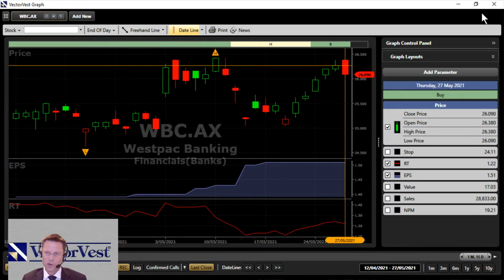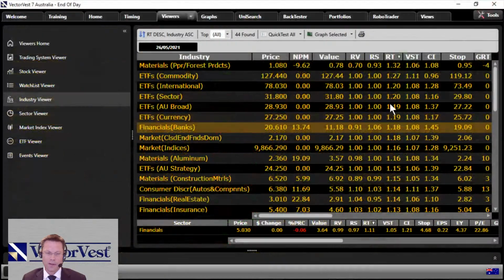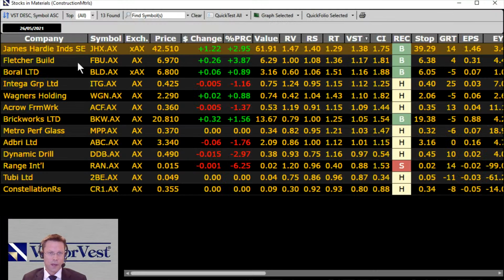So this was more of a shorter term play. It wasn't as strong as some of the others. Okay. And I keep going. Well, materials construction, for example. Okay. And away you go again.